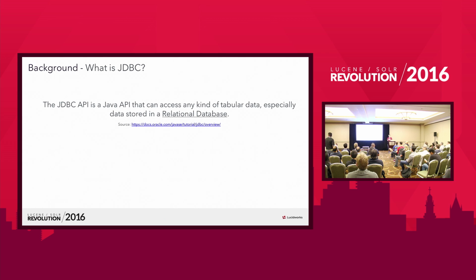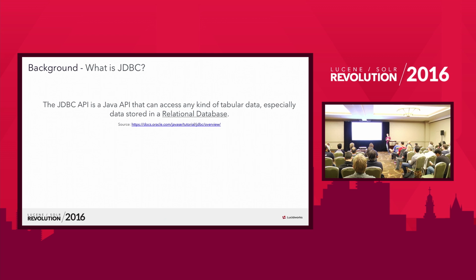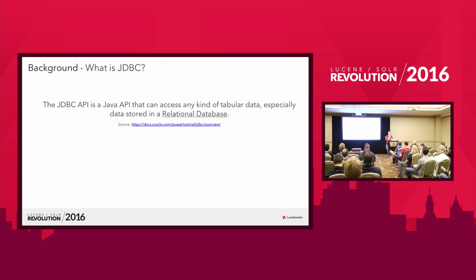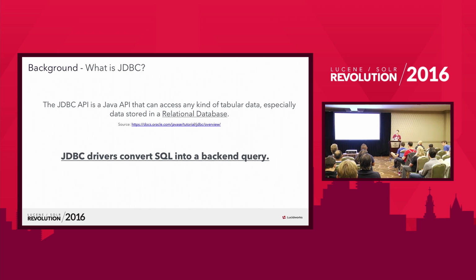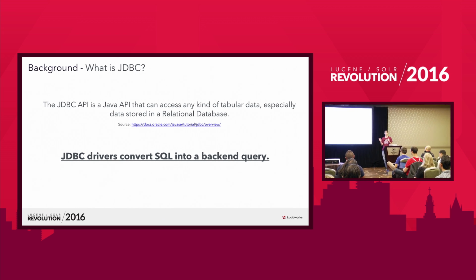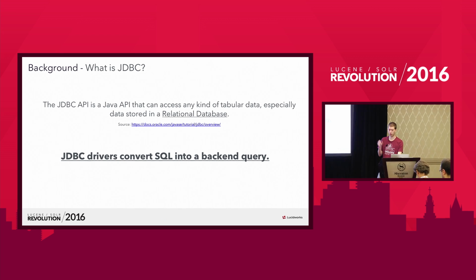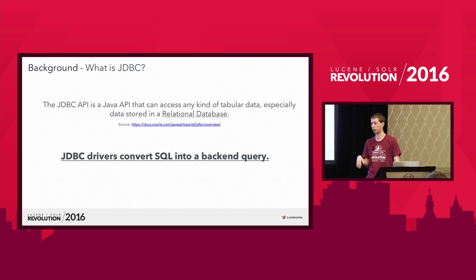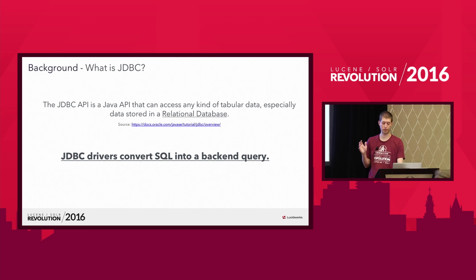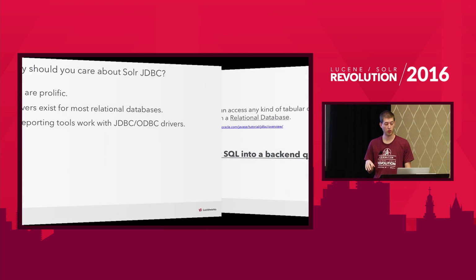So what is JDBC? This is taken from Wikipedia originally, and it's in Oracle's documentation as well. The JDBC API is a Java API that allows access to any tabular data, especially data stored in a relational database. I highlighted relational database there because that's not entirely true. The way I think about it is a JDBC driver converts SQL into a backend query, wherever that backend really is. And I'm going to show how we can use this idea to connect to Solr and answer questions that you may not have been able to answer before.